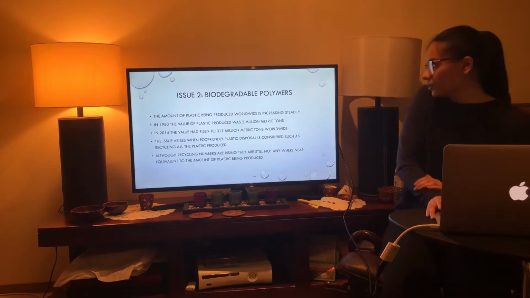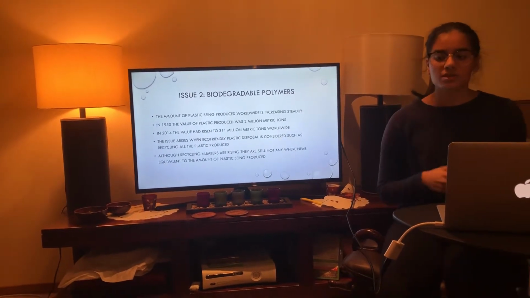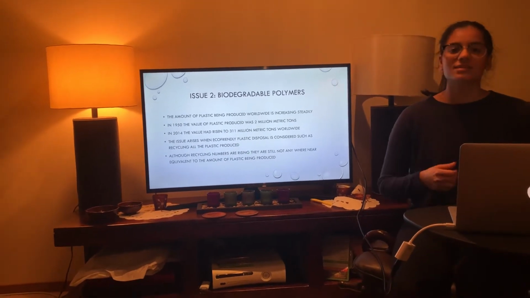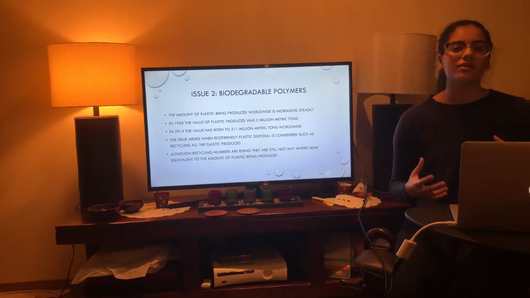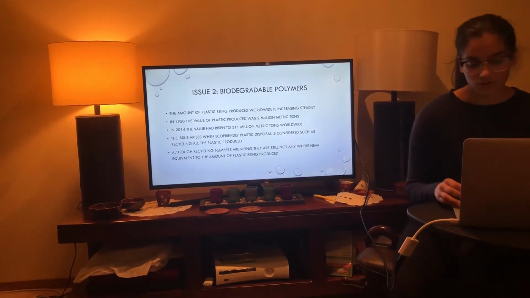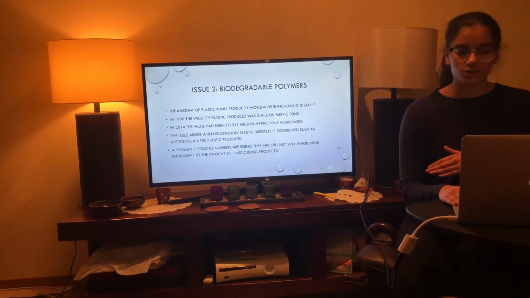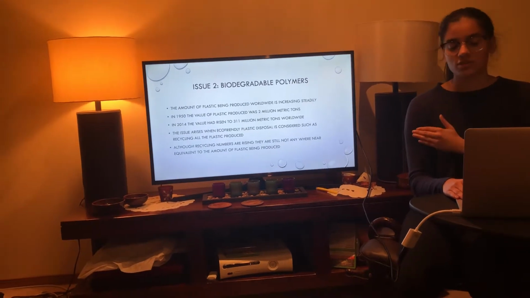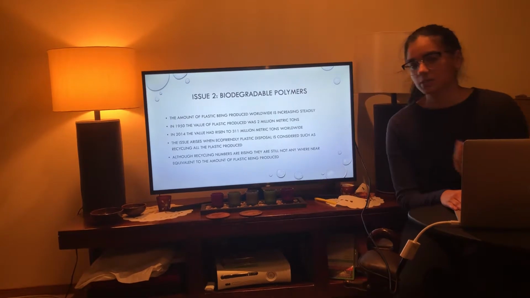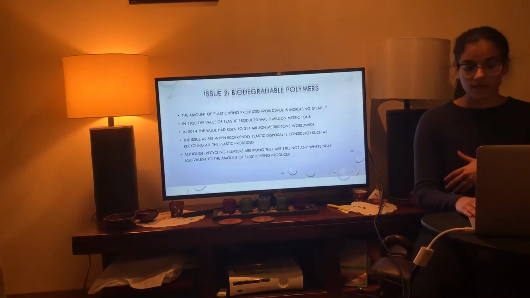The second issue that was given to me was biodegradable polymers. The reason we need biodegradable polymers is that the rate at which we're producing plastics is a lot higher than the amount of plastic that we're recycling or disposing of in an eco-friendly manner. Even in 1950, we produced 2 million metric tons, and by 2014 it had risen to 211 metric tons. About 12% of all waste is plastic, and about 70% of that plastic is just discarded and not recycled.